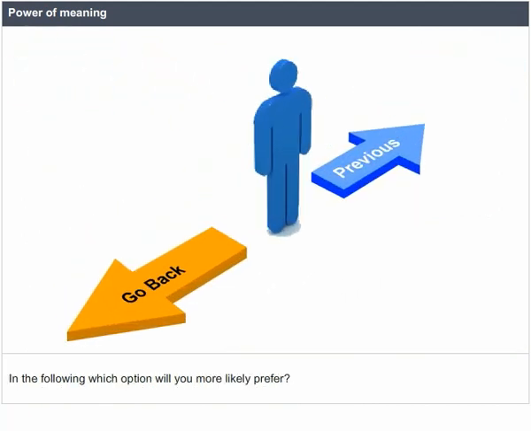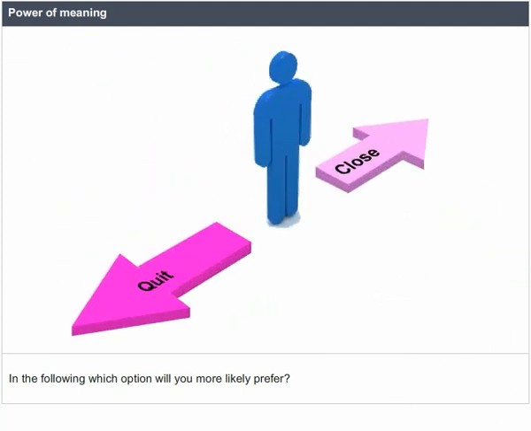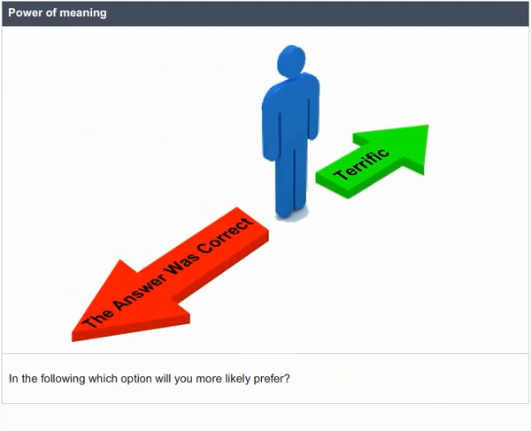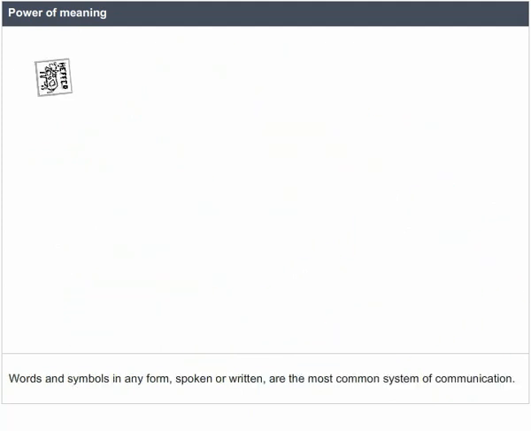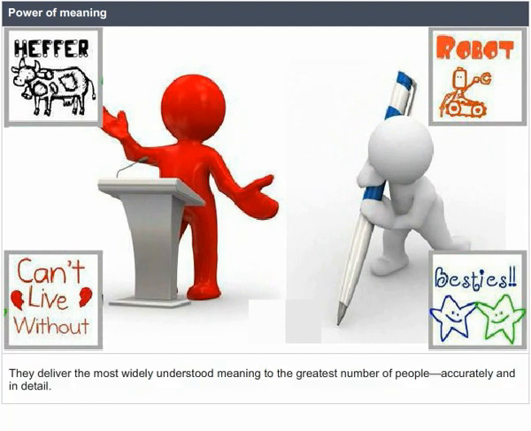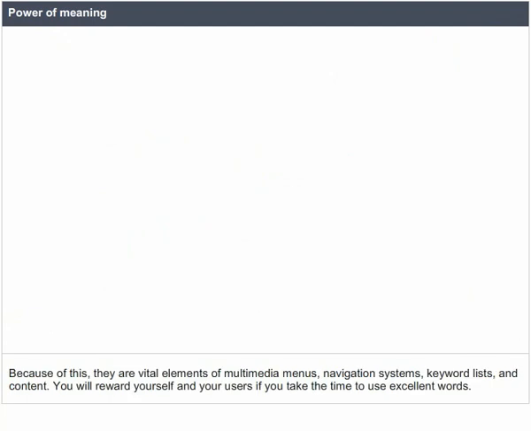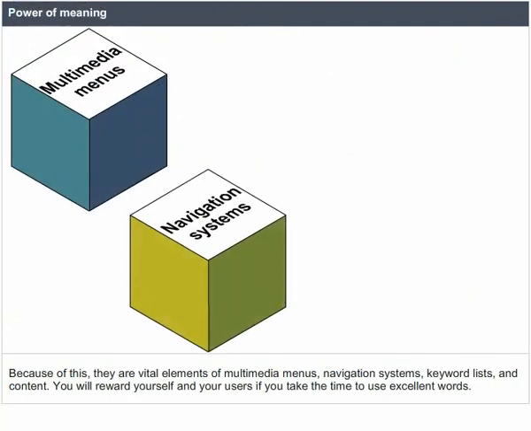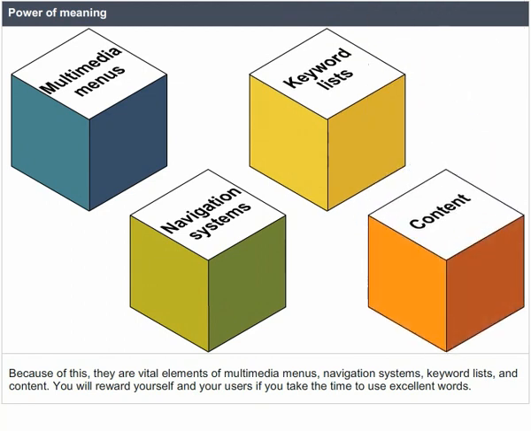In the following, which option will you more likely prefer? Go back or previous, quit or close, terrific or the answer was correct. Words and symbols in any form, spoken or written, are the most common system of communication. They deliver the most widely understood meaning to the greatest number of people, accurately and in detail. Because of this, they are vital elements of multimedia menus, navigation systems, keyword lists, and content. You will reward yourself and your users if you take the time to use excellent words.